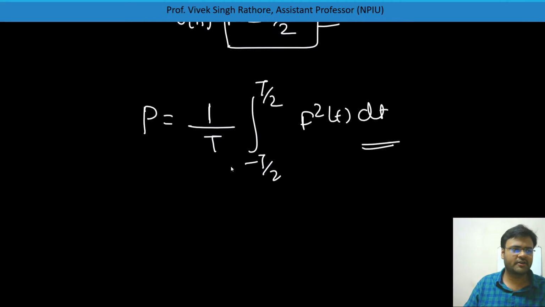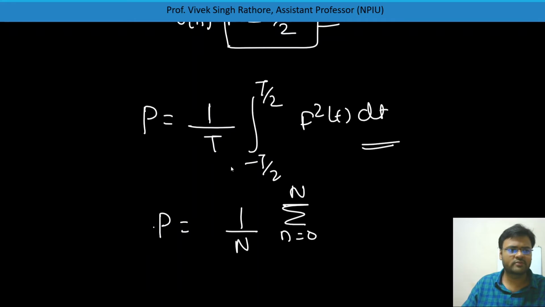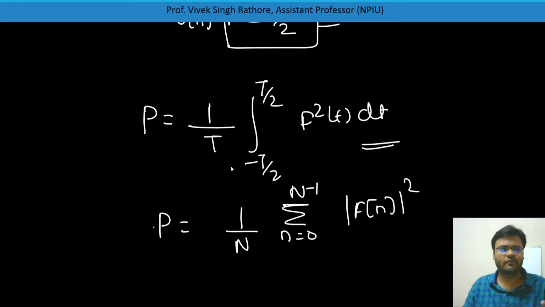And for a discrete time signal also, you can write it like 1 by N, not the limit n tending to infinity. You can directly take the summation of n equal to 0 to N minus 1, for one less, of f[n] squared. Because n equal to 0 also takes a value, so N minus 1 is the last value. So like this you can calculate for periodic signals also.